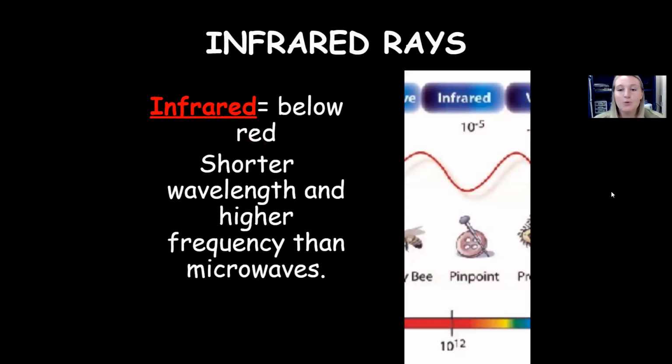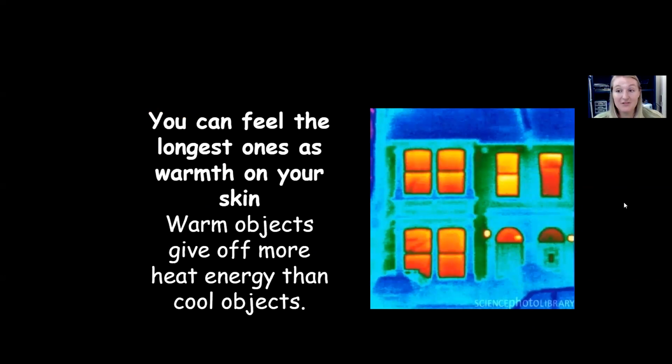And next up, we have our infrared waves. So we're getting a little bit shorter, and our frequency is getting higher. Infrared waves, we feel that as heat. So when you feel heat coming off of something, you're feeling infrared waves. Things that are warmer are going to give off more infrared waves than things that are cooler. And that's actually how heat cameras, or thermal imaging, work: they sense those infrared waves. As you can see here, the red spots have a lot of infrared radiation, and the darker spots have less.